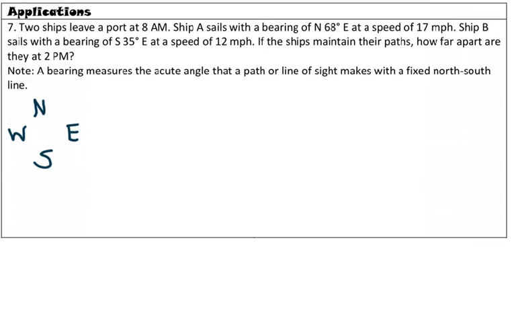So 2 ships leave a port at 8 a.m. Ship A sails with a bearing of north 68 degrees east at a speed of 17 miles an hour. So let's do it like this. If I were directly right here, north and then east would be kind of diagonal. So here's ship A, and we know that he has done an angle of 68 degrees.